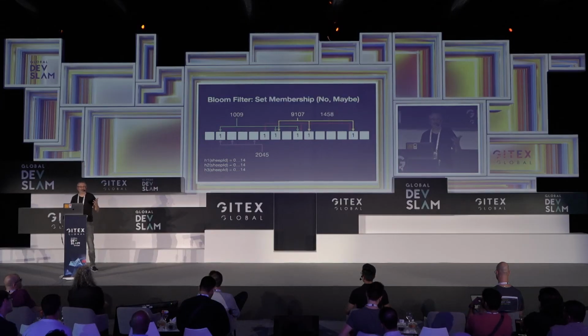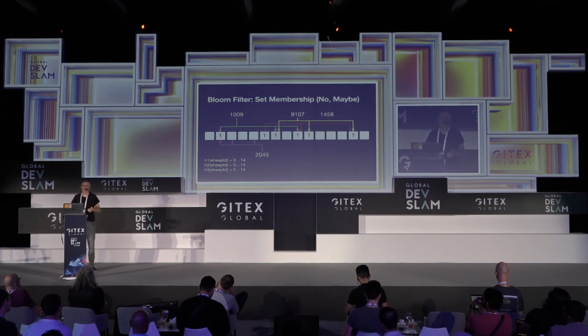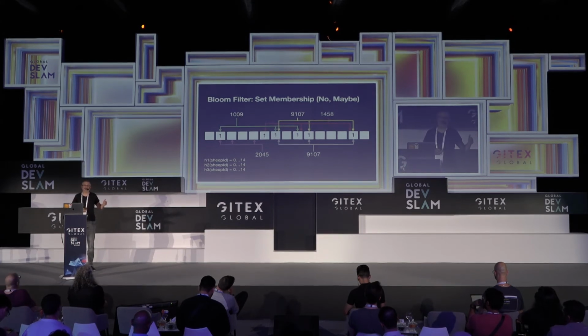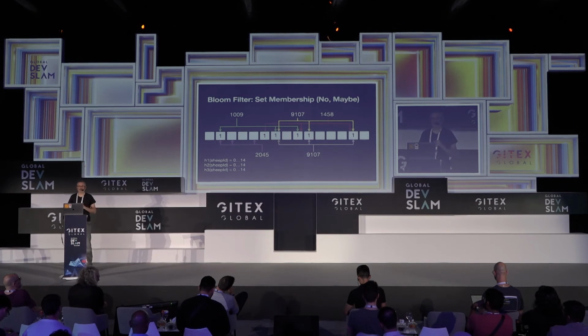So how do I then look up if I've seen something before, if I don't have the data anymore? So what I do is I hash it and see what happens. And at the minute I don't get a 1 from one of my hash functions, I know it's not in there. And I can say with absolute certainty, 2045 is not in there. And then if I look for 9107, it hashes to 3 things, and they're all set to 1. So I can't say with certainty that they're in there, because we're talking about hashing, and we might have collisions. But I can say with a high degree of certainty, it might be in there. So we might have seen 9107.